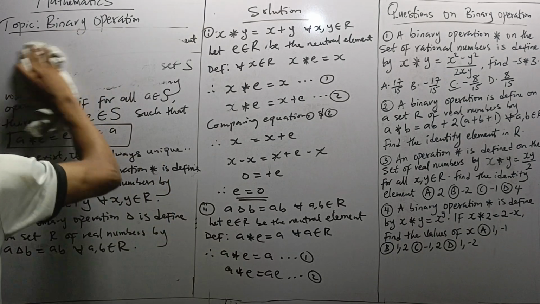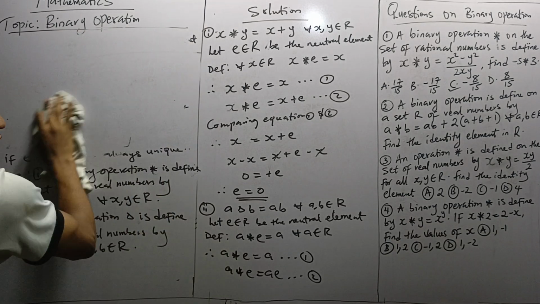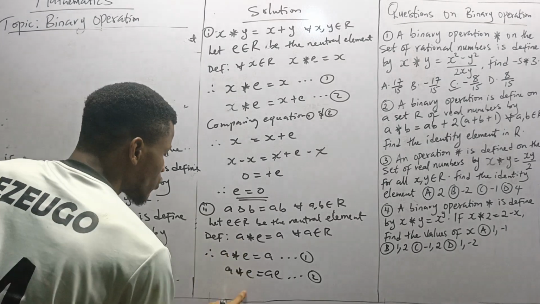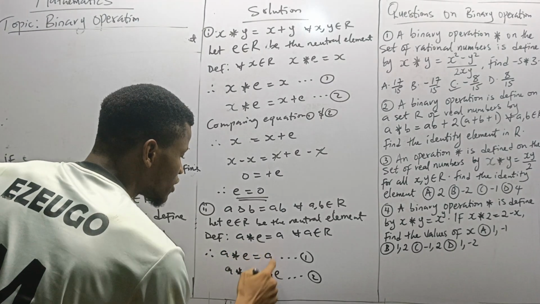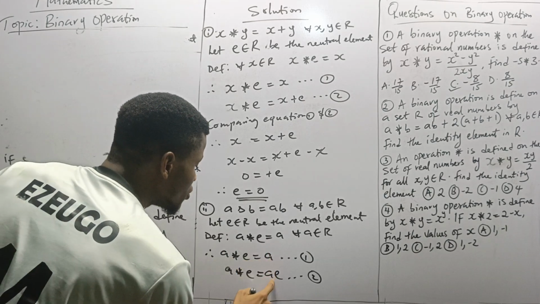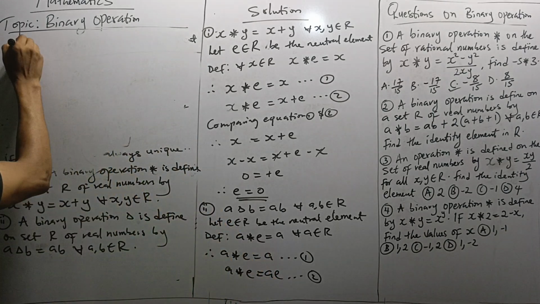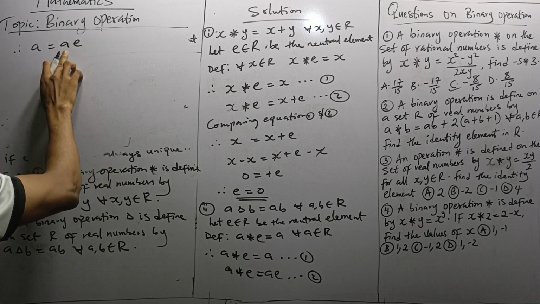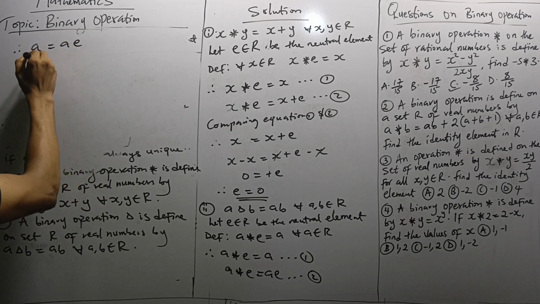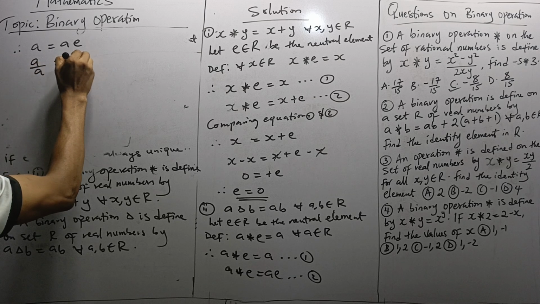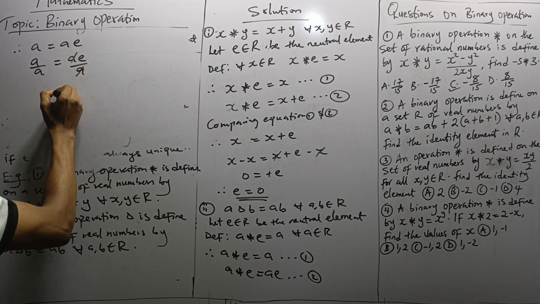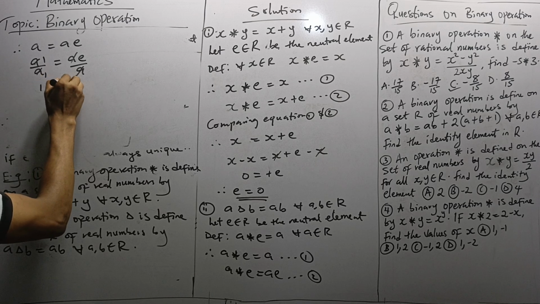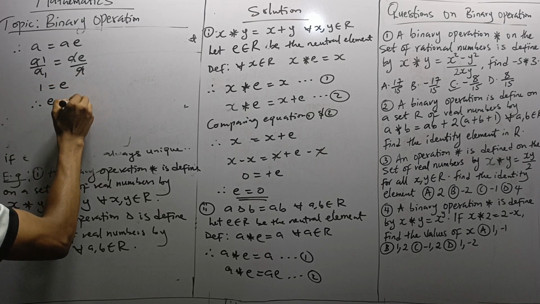So in the end, we are left with comparing equation 1 and 2. Compare the two equations. If the same thing gives you a different result, then those different results are equal. So from here we have that A is equal to AE. Make E the subject of the formula. A is multiplying E, so we can divide both sides by A. We now have A over A equals AE over A. The A cancels A: here 1, here 1. So we have 1 over 1, which is 1, equal to E, and therefore our E is 1.